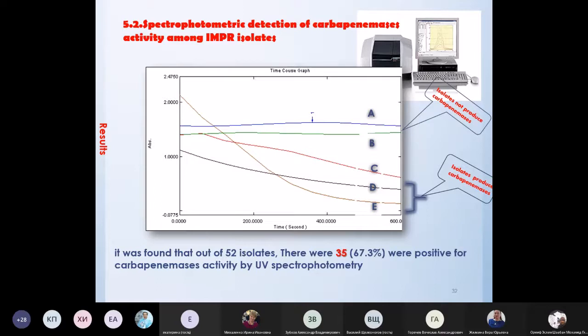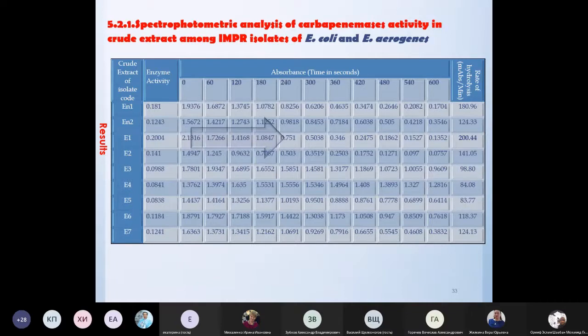By this test, we found that out of the 52 isolates, about 35 were positive for carbapenemase activity by UV spectrophotometry, and the results were put in this table. As shown at time 0, the absorbance of the imipenem was high, and after about 600 seconds, it was lowered.